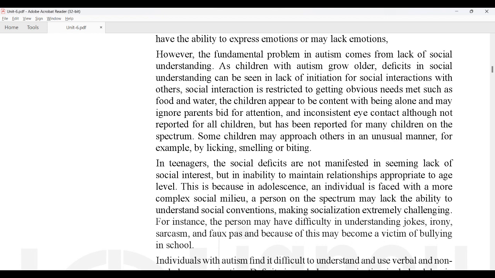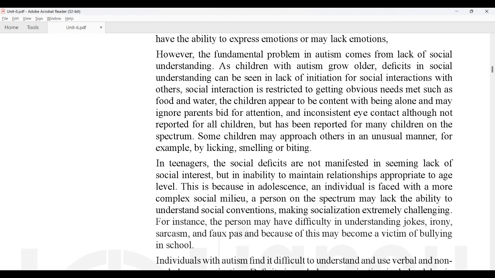Some children may approach others in an unusual manner, for example, by licking, smelling or biting. In teenagers, the social deficits are not manifested in seeming lack of social interest, but in inability to maintain relationships appropriate to age level. This is because in adolescence, an individual is faced with a more complex social milieu. A person on the spectrum may lack the ability to understand social conventions, making socialization extremely challenging.